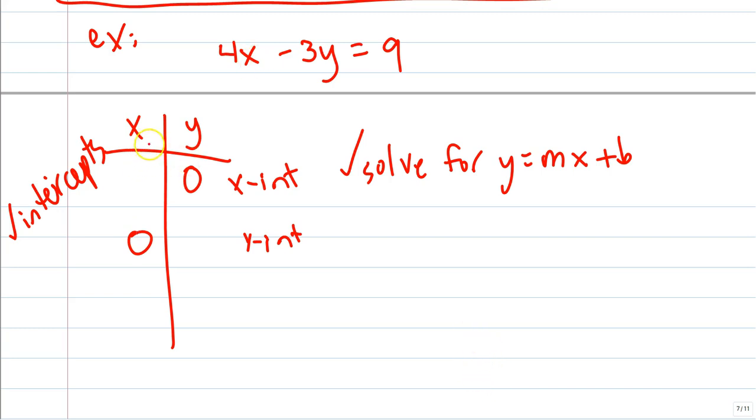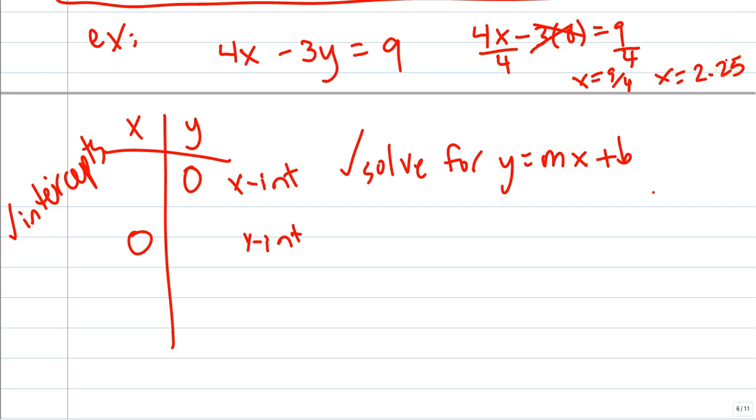So first of all, we get the x-intercept, so 4x minus 3 times 0 equals 9. 4x equals 9. x equals 9/4. I don't really feel like graphing 2 1/4 or 2.25. Now you can, and that is the value. That is the value of the x-intercept, 9/4, 2 1/4, 2.25. But you see the limitation here.